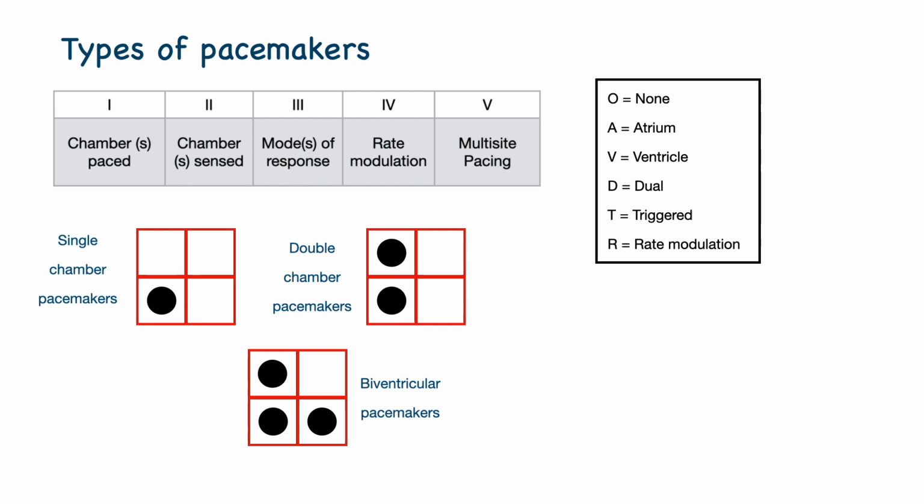Next, we can talk about the dual chamber pacemakers. Having pacing electrodes in both the right atrium and the right ventricle, they allow maintenance of the physiological relationship between the atria and the ventricular contraction, and also allow the paced heart to follow the increase in sinus rate that occurs during exercise. And the final type we have is biventricular pacemakers.